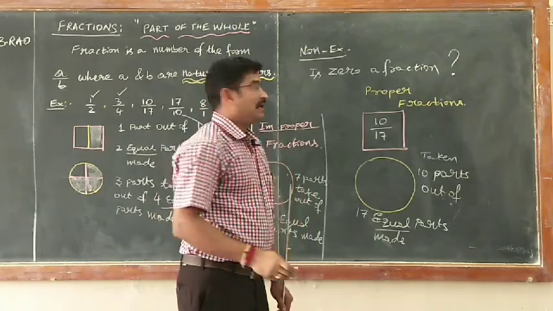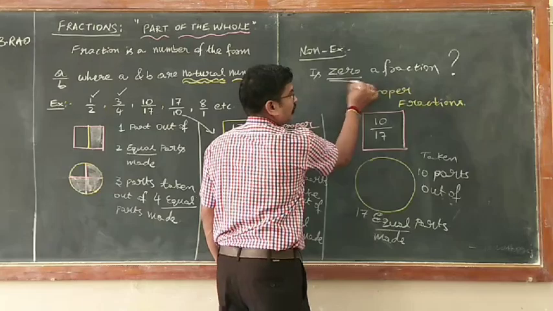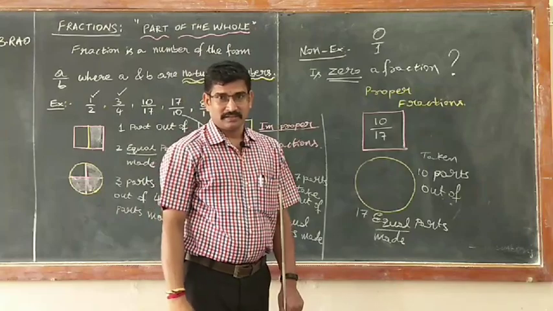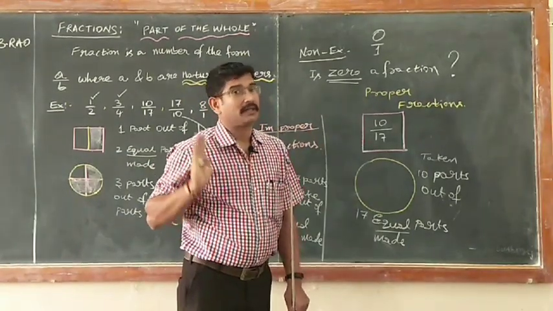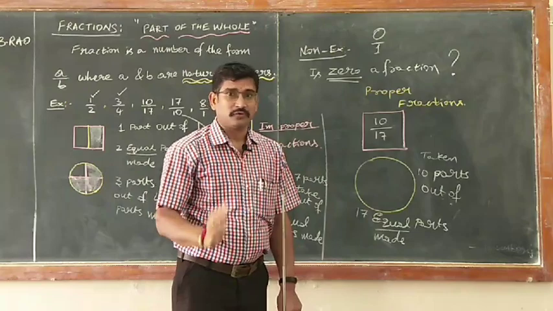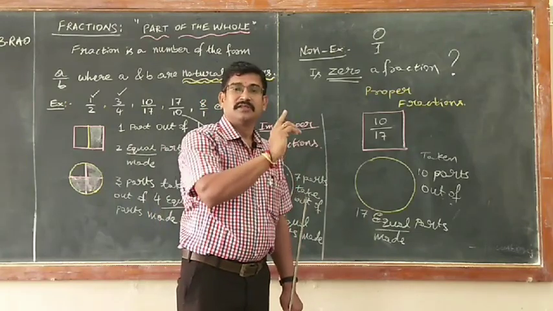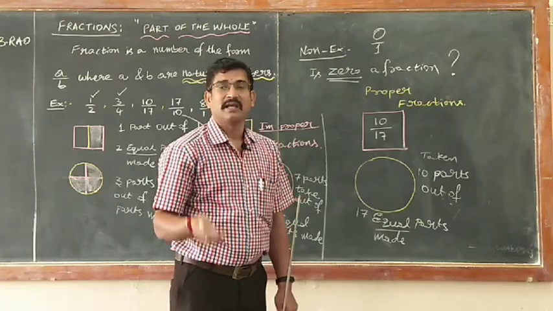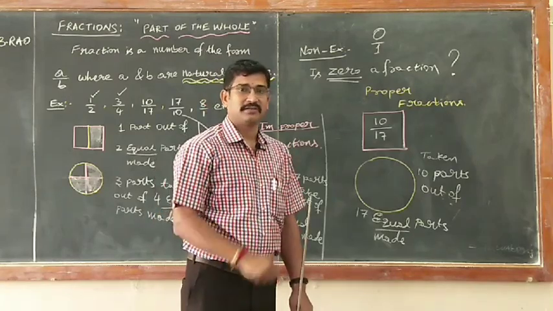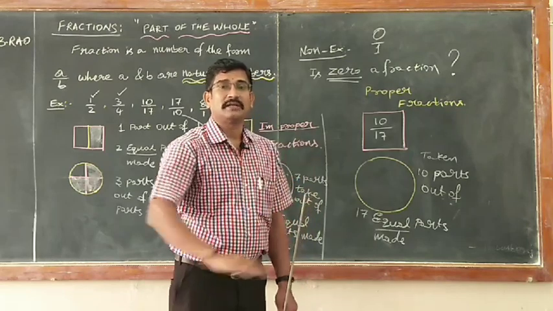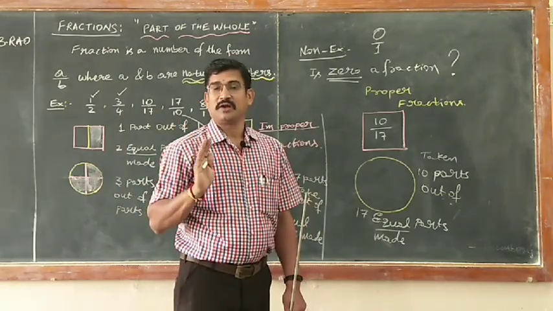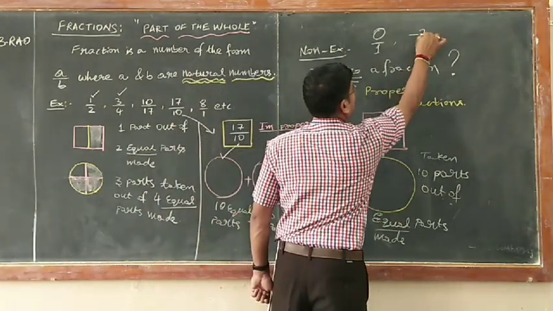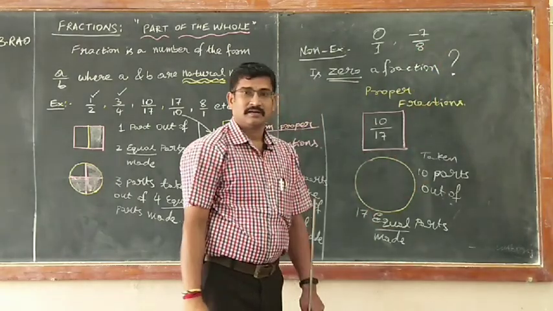Let us think. Children, 0, if I write it in the form 0 by 1, are both numerator and denominator natural numbers or not? We have to check. 0 is not a natural number. So, obviously, it cannot help us in forming a fraction as per the definition. Therefore, 0 is not a fraction. Next, is minus 7/8 a fraction?